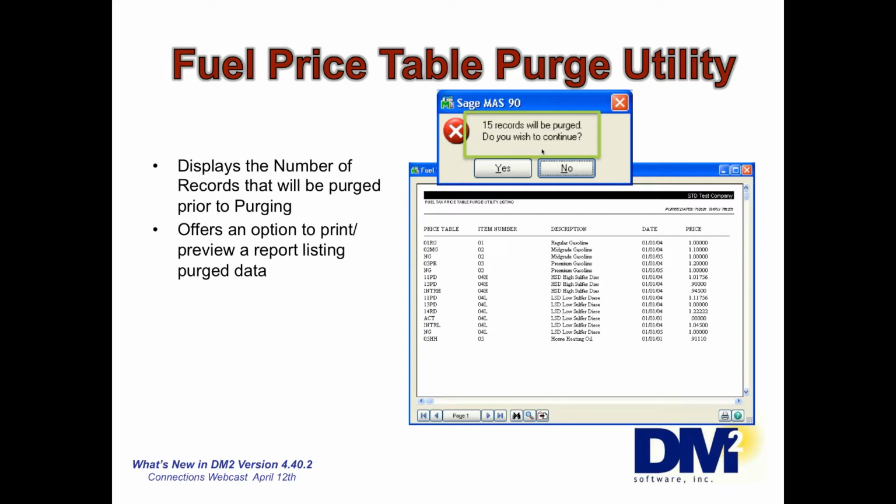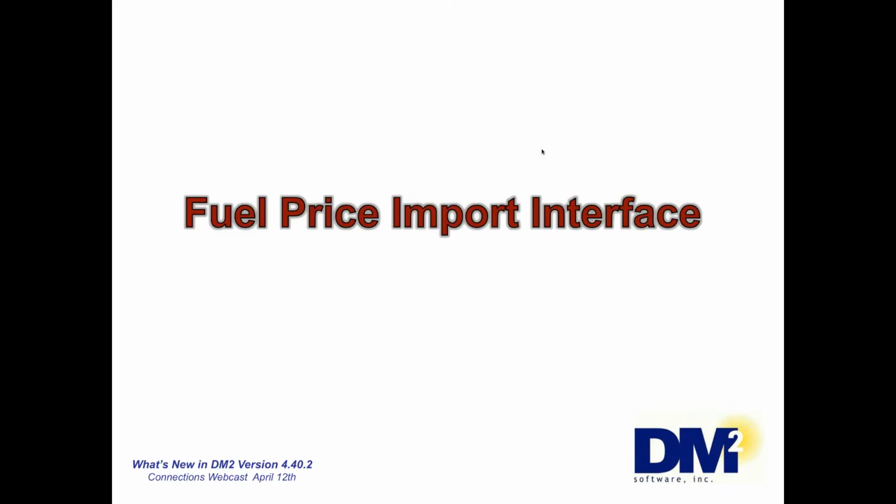So this gets some fuel prices out of the system. Well, what about getting some fuel prices into the system? So the next thing is the fuel price import interface. As you know, we have several interfaces to fuel networks like DTN, Axis, and others that give us automatic updates or file updates that allow us to import into the system, and they're add-ons that we sell. But we've had a lot of requests for a generic way to get pricing into the system.